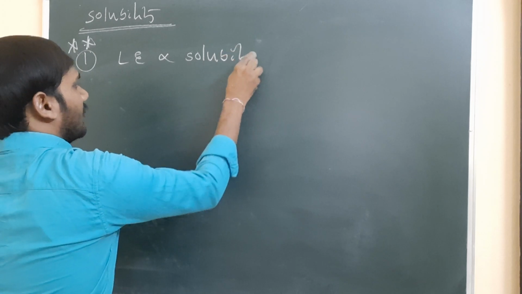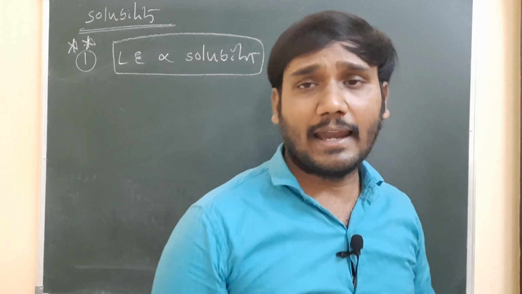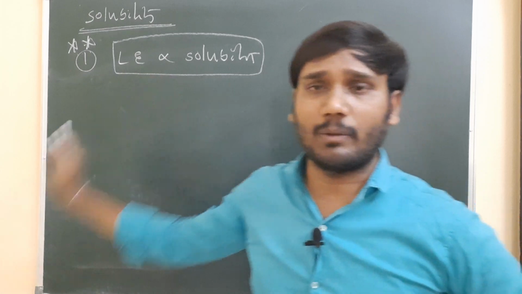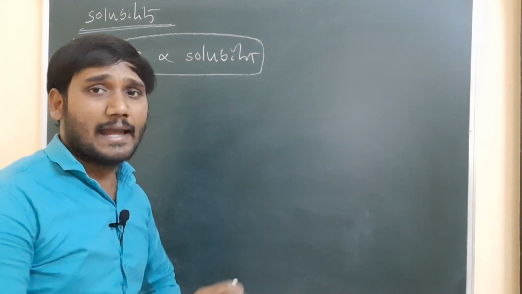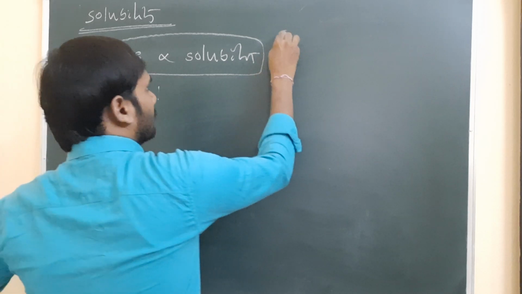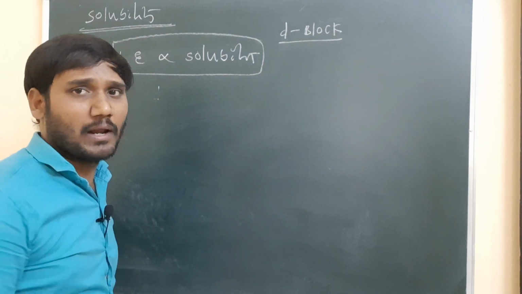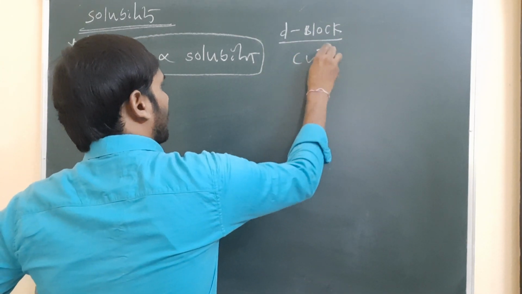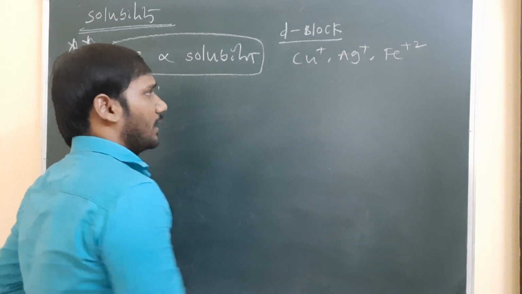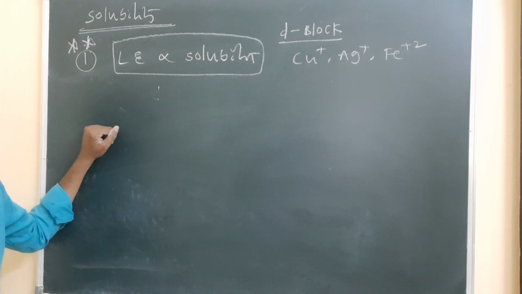Generally we discussed that lattice energy is inversely proportional to solubility, but in some particular cases lattice energy is directly proportional to solubility. Very, very important. At what conditions? Let us see. The metals which belong to the d-block, like copper, silver, iron and zinc, are d-block elements.